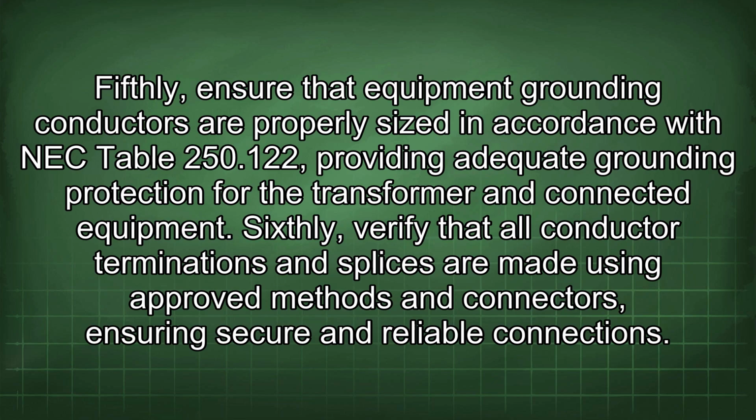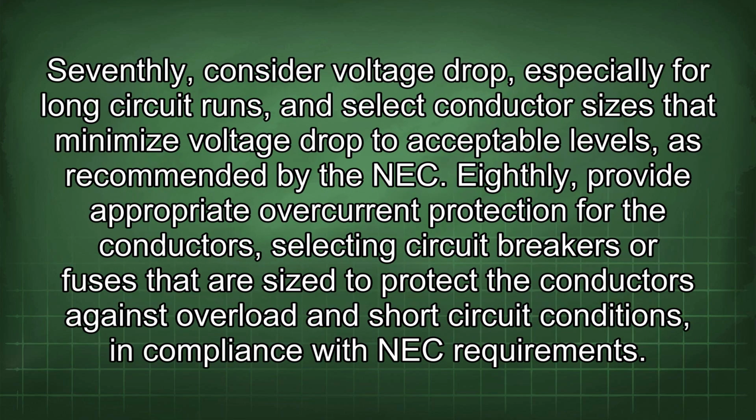Fifthly, ensure that equipment grounding conductors are properly sized in accordance with NEC Table 250.122, providing adequate grounding protection for the transformer and connected equipment. Sixthly, verify that all conductor terminations and splices are made using approved methods and connectors, ensuring secure and reliable connections. Seventhly, consider voltage drop, especially for long circuit runs, and select conductor sizes that minimize voltage drop to acceptable levels, as recommended by the NEC.